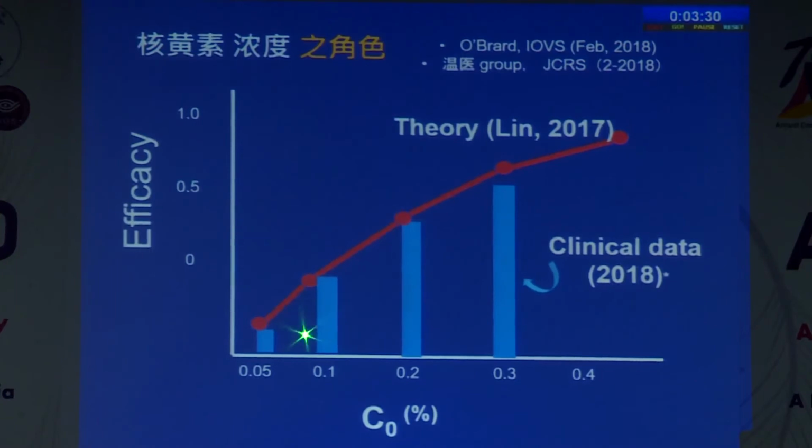So my theory predicts efficacy is proportional to the concentration, and there is some clinical data supporting this. Therefore, using 0.1% will only be as effective as 0.25%. There are a lot of people who published this. However, you cannot keep going on; somewhere you saturate. So it's not necessarily the higher the better. All right, I'll move fast.